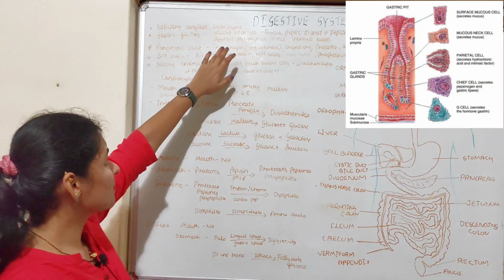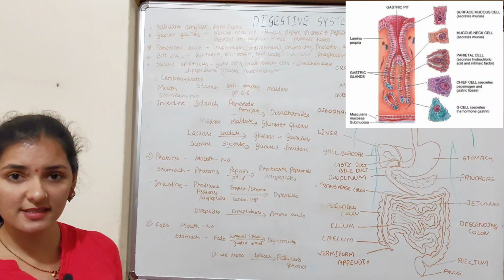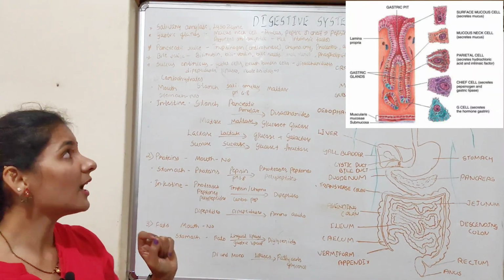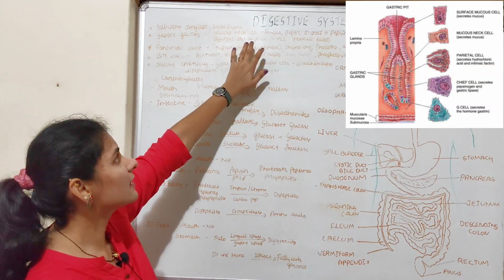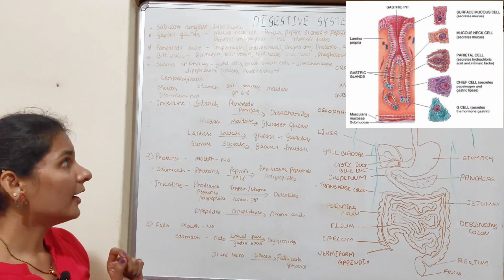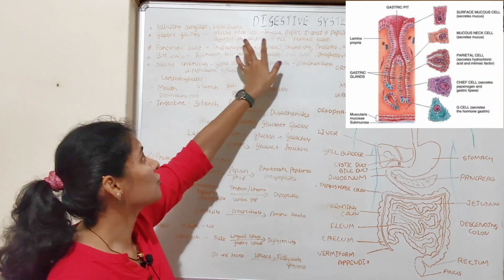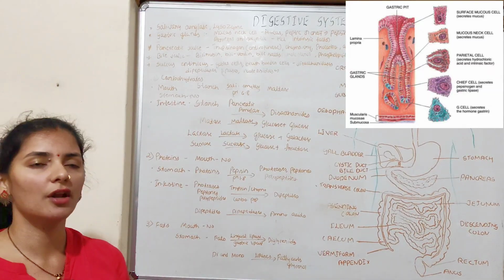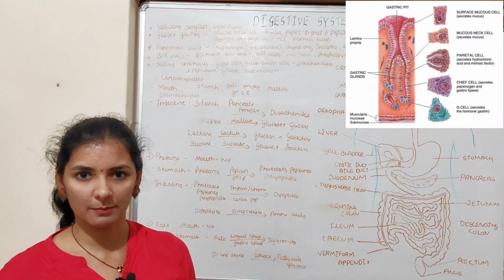One more type of cell is the parietal cell or the oxyntic cell, which produces hydrochloric acid. Yes, hydrochloric acid is produced by the parietal cells or the oxyntic cells. And one more thing is intrinsic factor. So parietal cells also produce a factor known as intrinsic factor, which helps in the absorption of vitamin B12.